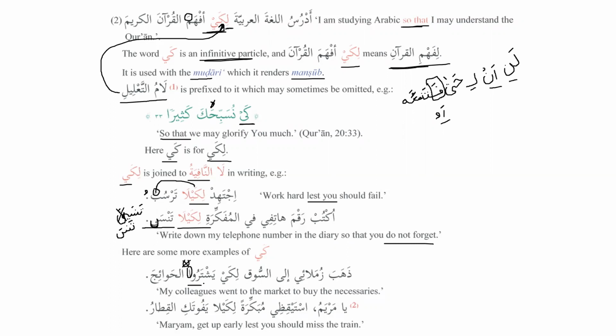Now how do we read it? Yashtara wal hawaija. You can find some examples in the Quran on this pattern where we have to read it as yashtara wal hawaija. Hawaij is the plural of hajatun. Plural of hajatun means need. So hajatun is need and the plural is hawaiju, mamnu min as-sarf. And then we have: Ya Maryamu istayqidhi mubakkaratan likay la yafutaki al-qitaru. Maryam, get up early lest you miss the train. Again, it was yafutu, and because of likay it has become yafuta.